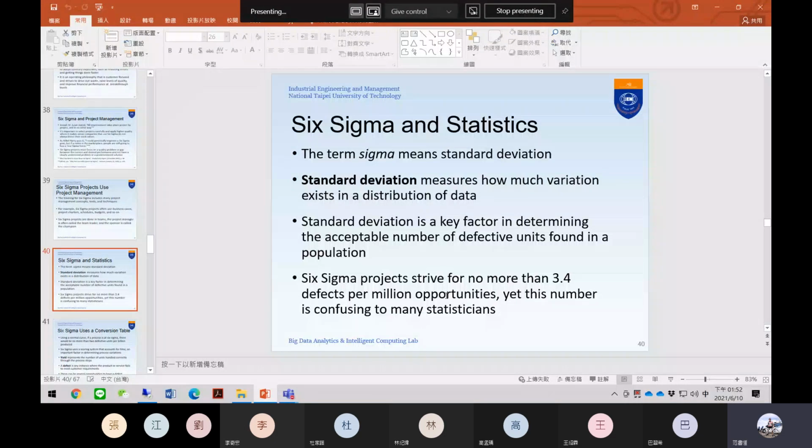So the standard deviation is a key factor in determining a certain acceptable number of defective units found in a population. That's why we always talk about 3 sigma, 4 sigma, 5 sigma, and so on. Six sigma projects strive for no more than 3.4 defects per million opportunities. Yet this number is confusing to many statisticians. Actually it is not that hard. So we have a homework exercise for you to calculate the 3.4.